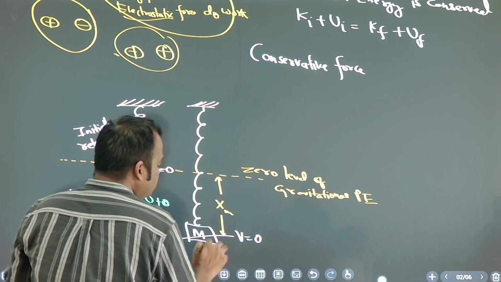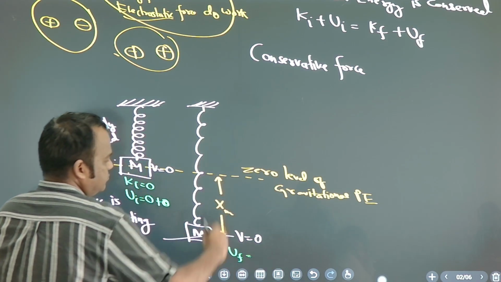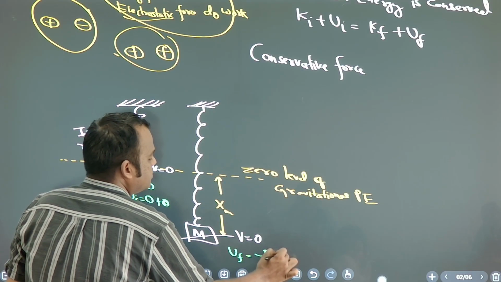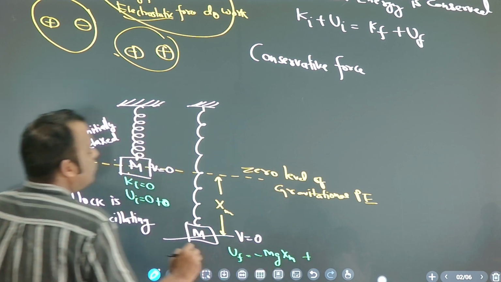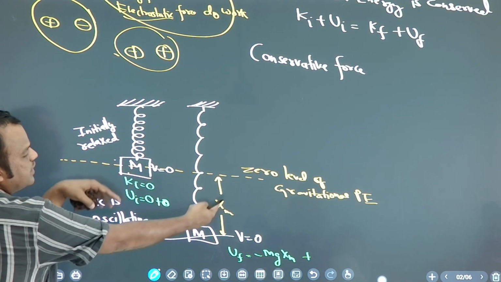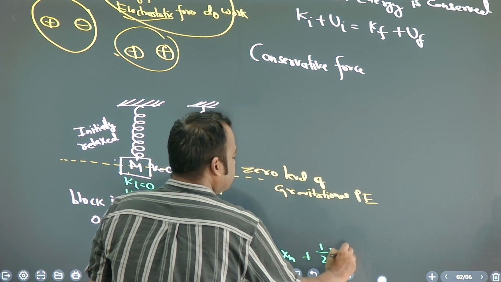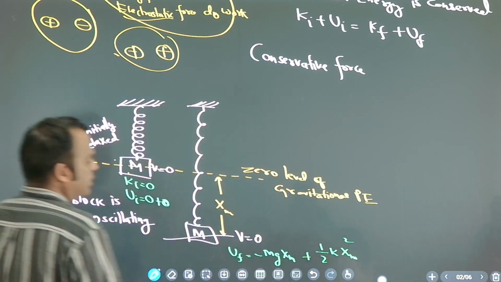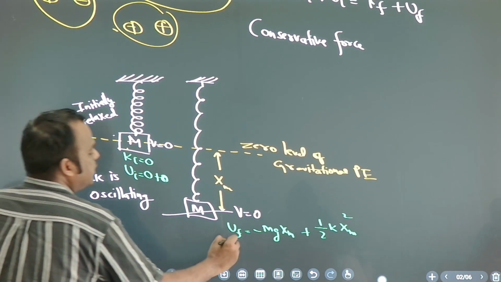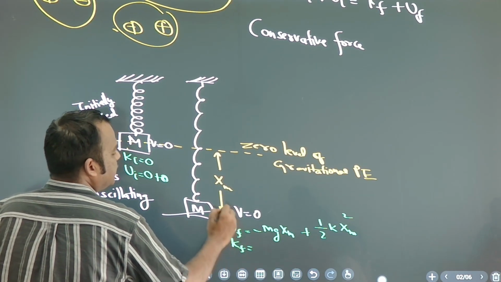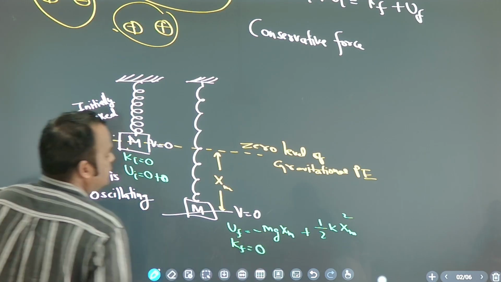Now when the block is here, what is the gravitational potential energy? Minus mg x max. Plus, what is the spring potential energy? Elongation is x max, so half k x max square. And what is the final kinetic energy? Speed is 0, so final kinetic energy is 0.